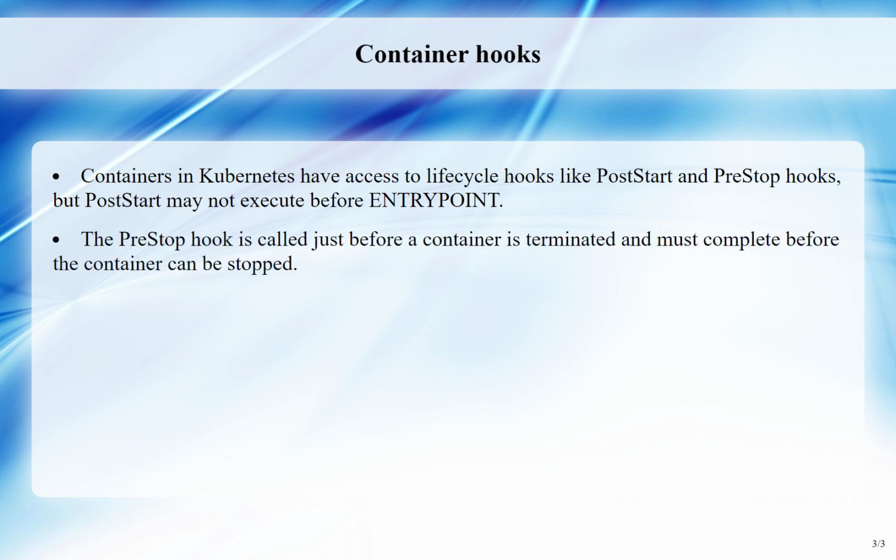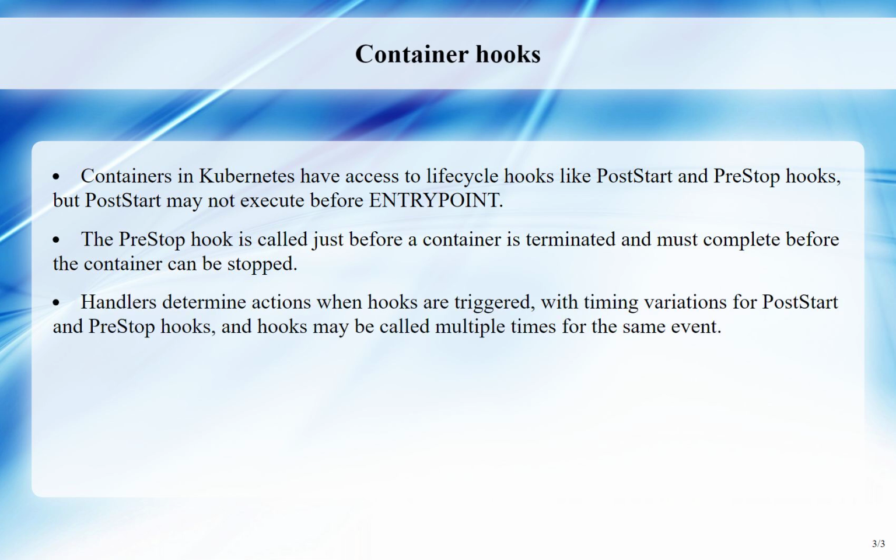On the other hand, the pre-stop hook is called just before a container is terminated due to various events like a liveness probe failure or resource contention. This hook must complete before the container can be stopped, and the pod's termination grace period countdown begins before the pre-stop hook is executed. Containers can implement and register handlers for these hooks with 3 types of handlers available: exec, HTTP, and sleep. These handlers allow for specific actions to be taken when the hooks are triggered.